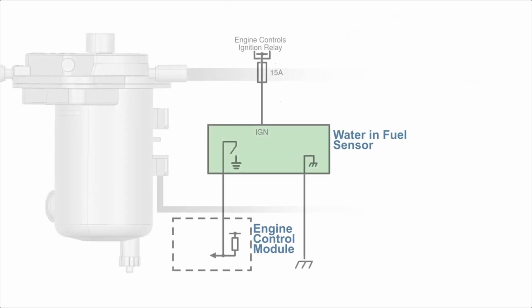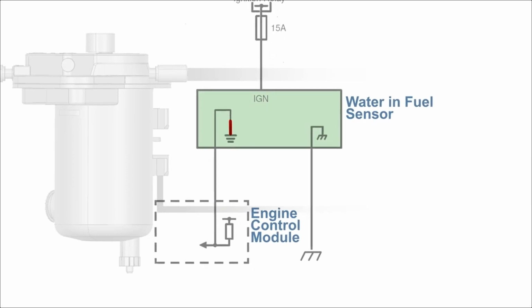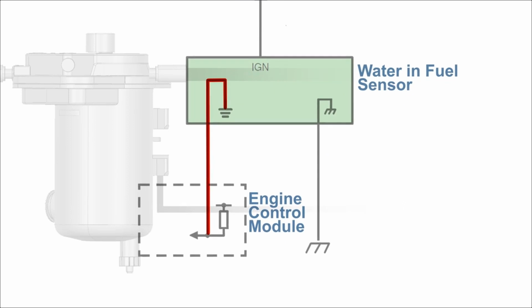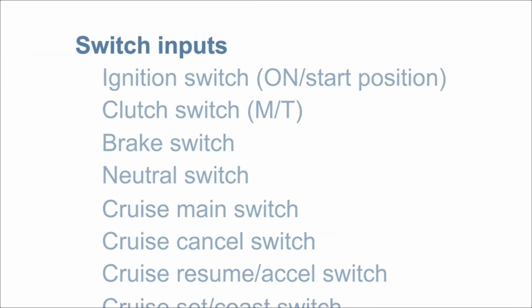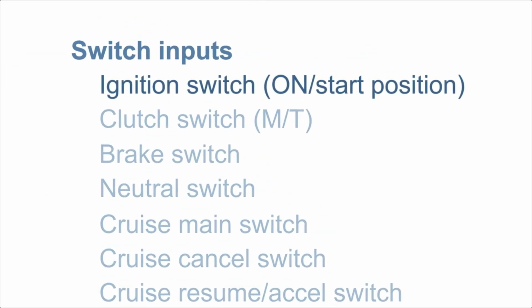The water in fuel sensor detects an excess of water in the filter system. A ground is sent to the ECM when the level is exceeded, and a water and fuel light will be illuminated in the instrument cluster. The switch inputs include ignition, clutch, brake, neutral, and cruise control.